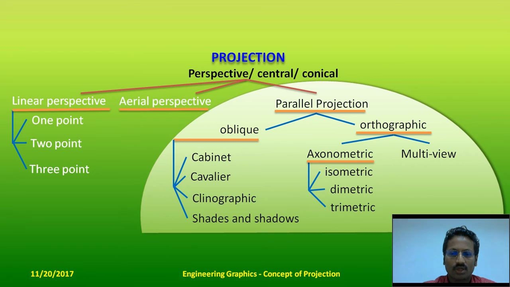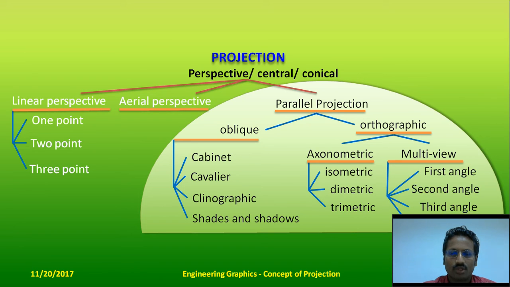The next one is your dimetric projection. If two of the included angles appear to be the same between the three principal axes of the solid, you call that dimetric projection. If none of the included angles apparent is going to be equal, then you call that trimetric projection. And in multi-view projection, you have first angle projection, second angle projection, third angle projection, and fourth angle projection.